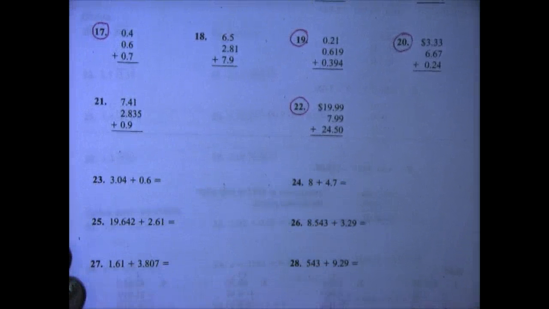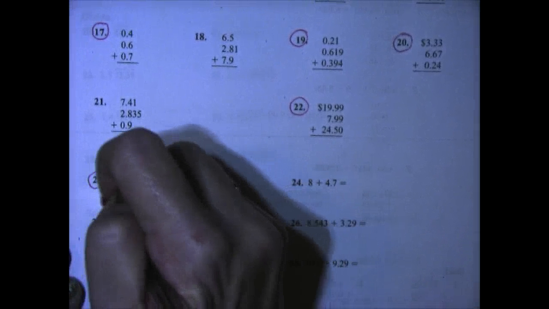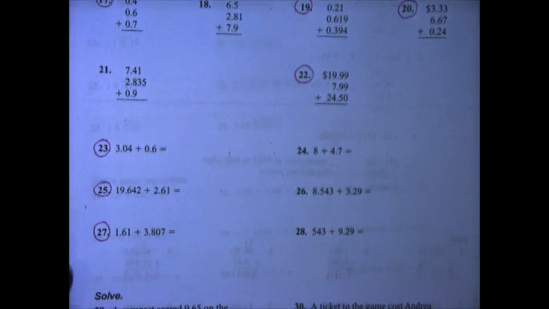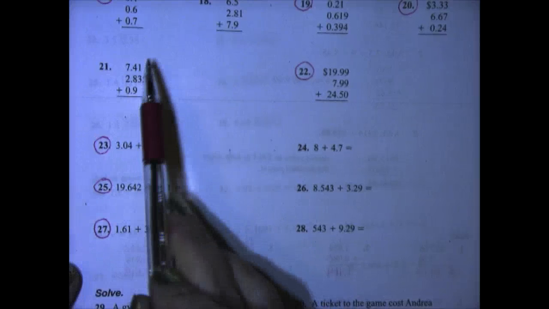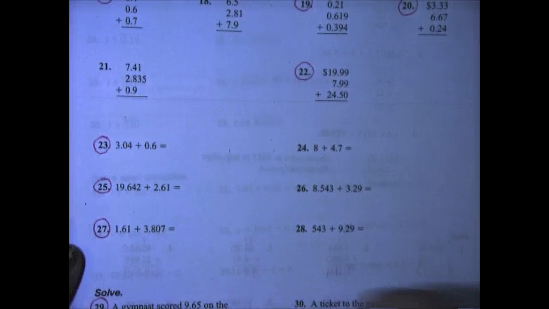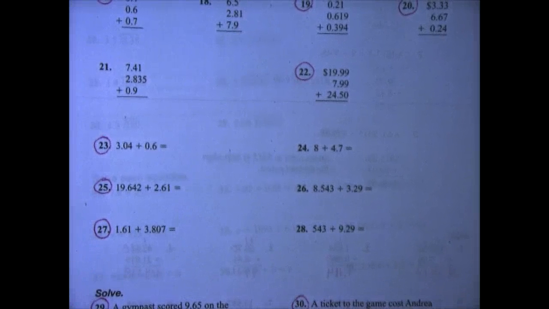And then I want you to go ahead and complete 23, 25, and 27 because you'll have to actually set those up vertically like these up here and make sure that you keep your decimal points lined up. And then I want you to do 29 and 30, which should be fairly simple problems for you. Once you're finished, you can move on to skill number 12.